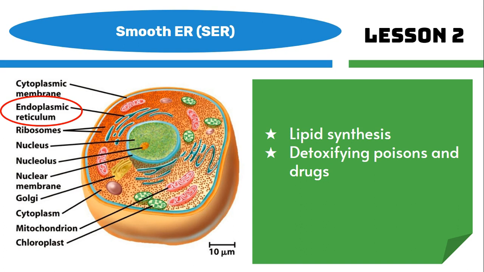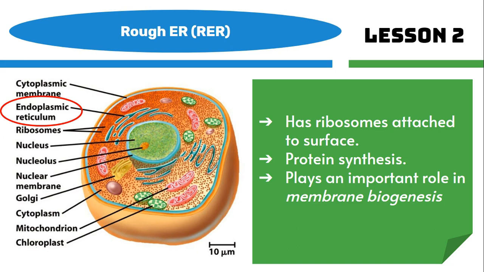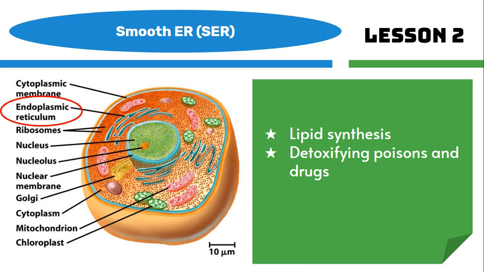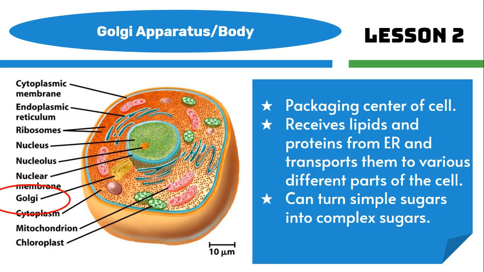Another important role that the smooth endoplasmic reticulum plays in the cell would be detoxifying poisons and drugs. So when you think of rough endoplasmic reticulum, you know that they have ribosomes. Ribosomes means protein synthesis. And then smooth endoplasmic reticulum, they synthesize lipids and they detoxify poisons and drugs, which could be in the body, and we don't want those harmful substances in our body, but fortunately smooth endoplasmic reticulum takes care of that. Okay, now let's look into the Golgi apparatus.